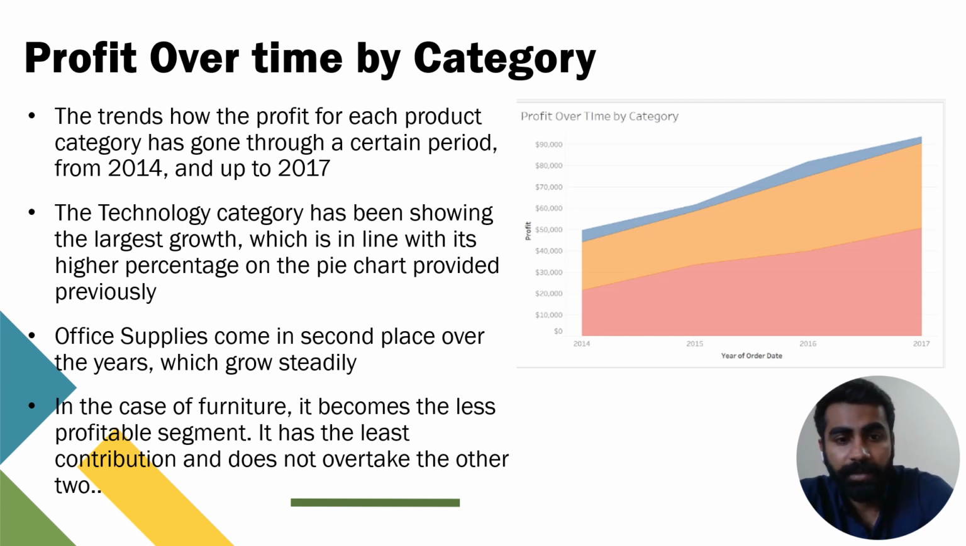In this case, furniture became the less profitable segment. It has the least contribution and does not overtake the other two. Furniture started as the lowest contributor to the profit and remains so across the timeline. However, there is a noticeable growth in its profit, particularly from 2015 onwards, while its contribution is smaller compared to the other categories, and the growth is positive.